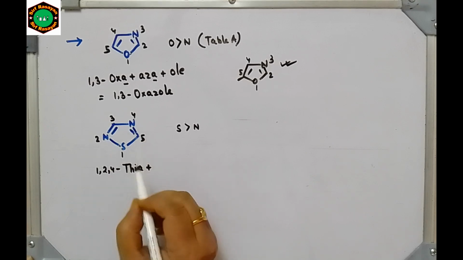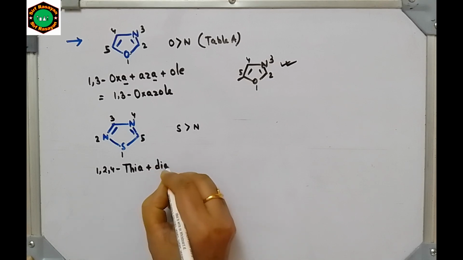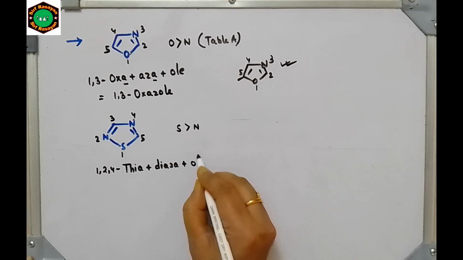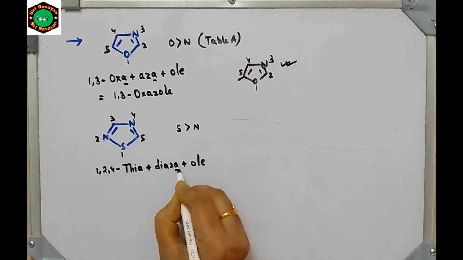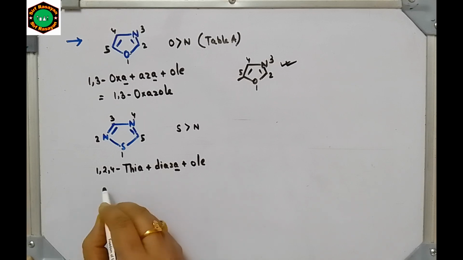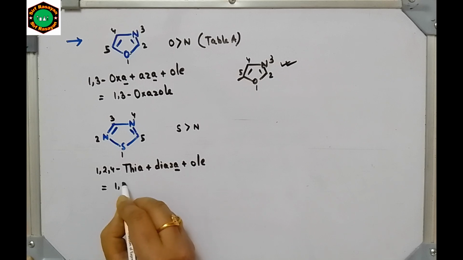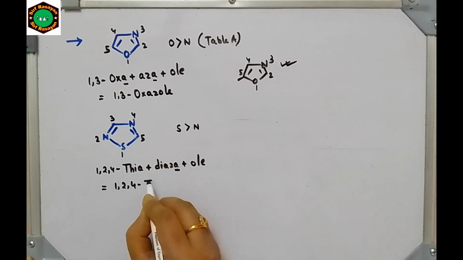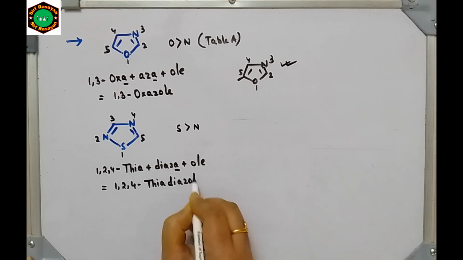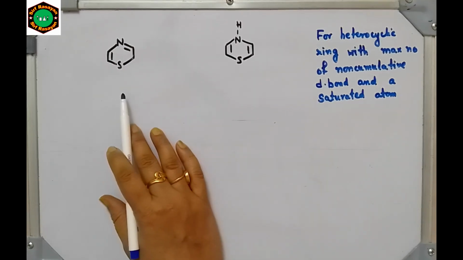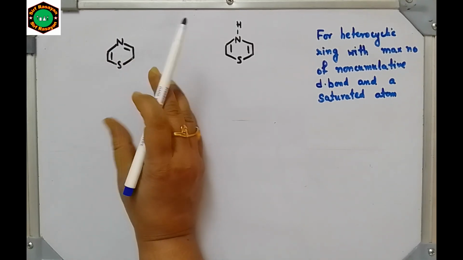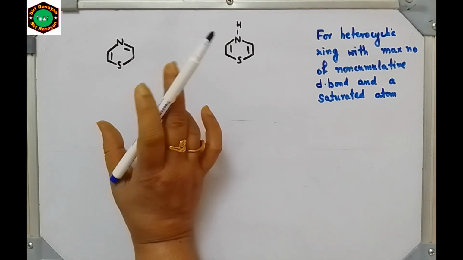Plus 2 nitrogen atoms are there, so diaza. Then a 5-membered ring having unsaturation, ole. So it is a vowel, so that A we have to drop. This is not a vowel, so this A we don't need to drop. So its systematic name will be 1,2,4-thiadiazole. Now see, here this heterocycle is having a 6-membered ring with nitrogen, sulfur and 2 double bonds.